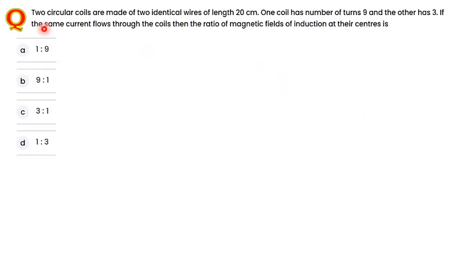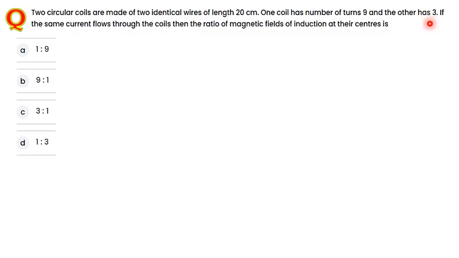Okay, now the next question is about two circular coils. The two coils are made up of identical wire. The length of the wire is constant, that is 20 centimeter. One coil is made into 9 turns, another coil is made into 3 turns. 9 turns means the radius will be less. 3 turns means the radius will be a little more.